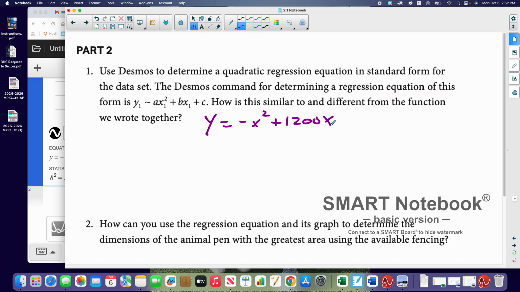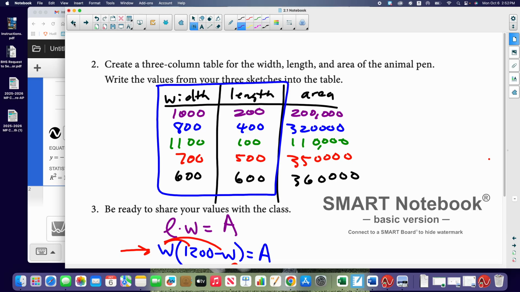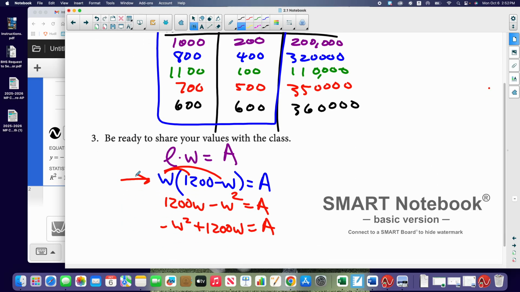It asks how this is similar or different from the function that we just wrote together. Well, it's the same one, correct? This is standard form, that's standard form for the quadratic. If I go back to page 29, down here that we wrote, this we refer to as root form. So we basically have the same thing, just in two different forms: a root form and a standard form.